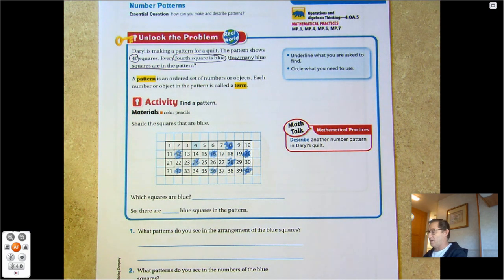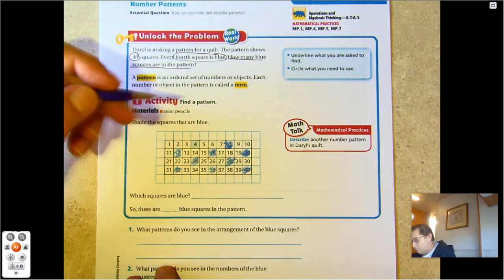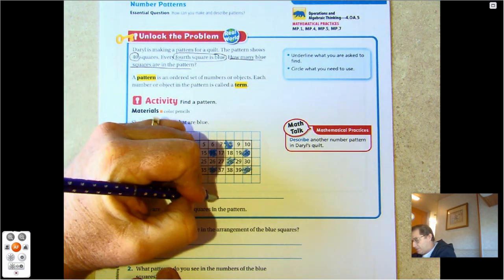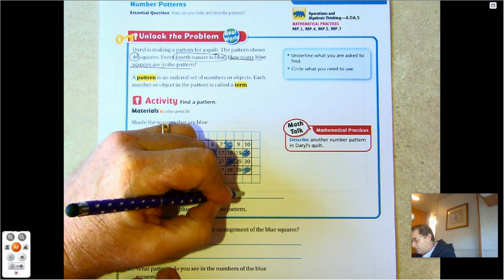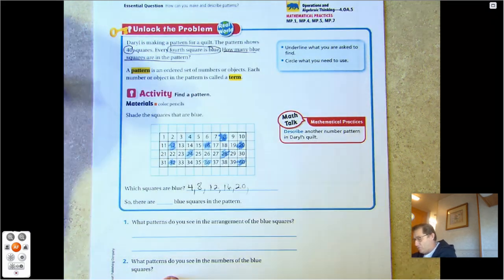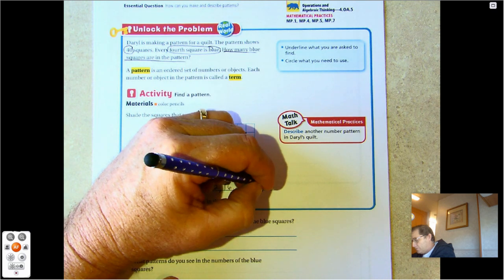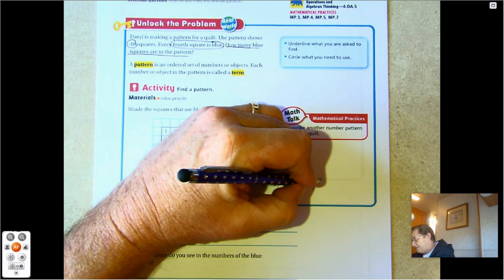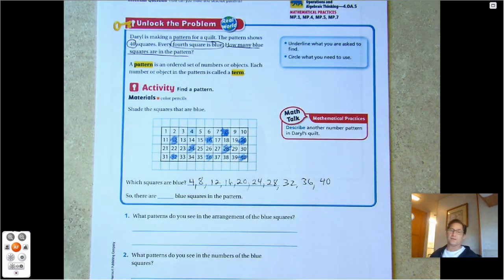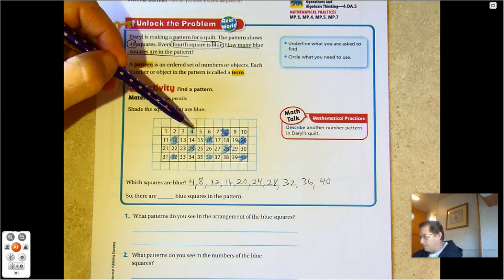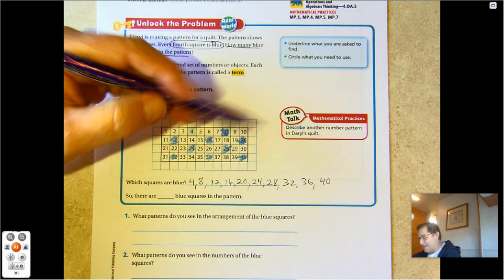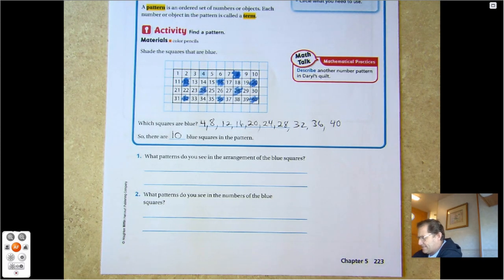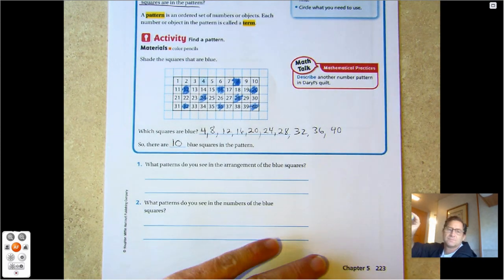Okay, and which squares are blue? Well, just make a list of them. 4 and 8 in the first row, 12, 16, 20 in the second row, 24, 28 in the third row, 32, 36, and 40. So how many blue squares are there? 1, 2, 5, 7, 10. 10 blue squares.